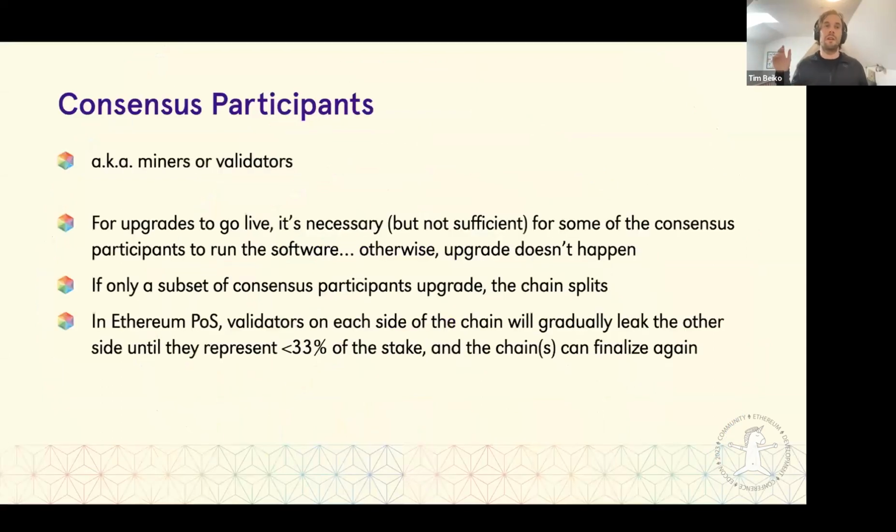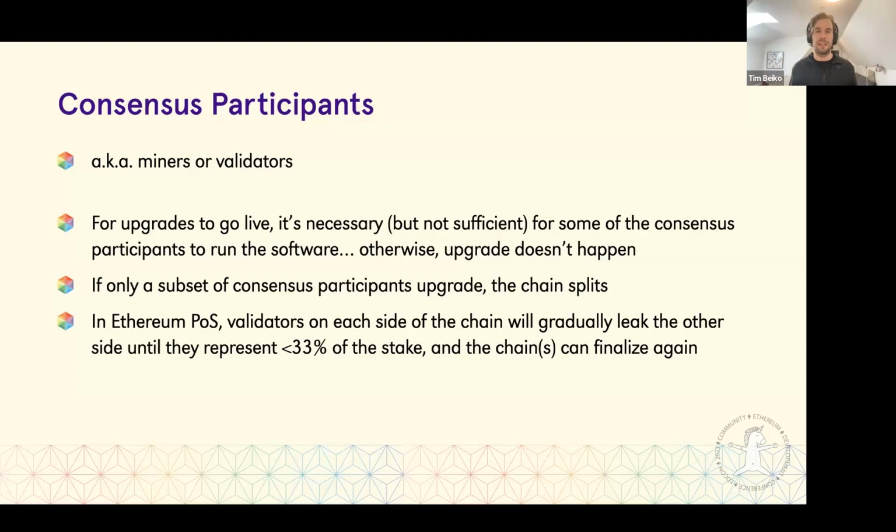So first off, looking at consensus participants, and these are usually either miners or validators. So on Ethereum right now, these are the proof of stake validators. If you have an upgrade, so say the core devs and the EIP champions agree to a set of changes to go live on Ethereum, it's necessary for at least some of the consensus participants to run the upgrade. Otherwise, it never happens. The chain doesn't upgrade automatically. You need the people to manually go and change their version of the software to do this. But this is not sufficient alone, right?